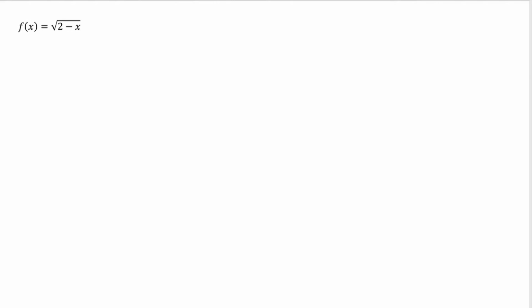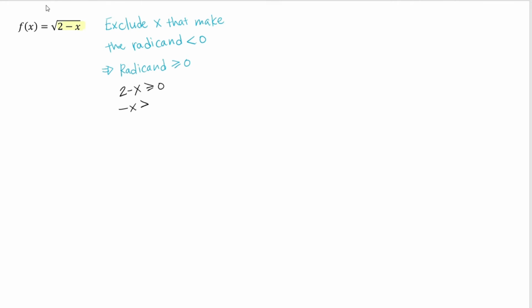Now we have f of x is equal to the square root of 2 - x. In this case, we want to exclude values of x that make the radicand negative. So it means that the radicand has to be greater than or equal to 0. So we have 2 - x has to be greater than or equal to 0. So we have negative x greater than or equal to negative 2. And we need to multiply by negative 1. We get x less than or equal to 2. Since we divided by negative 1, we need to reverse the inequality.